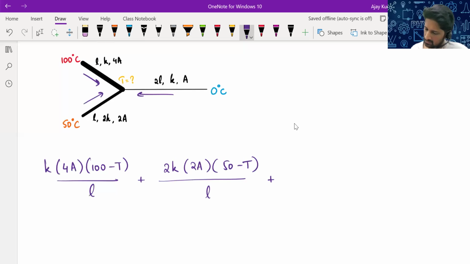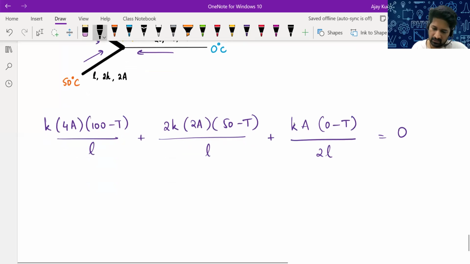The other one, K A delta T. Now I am assuming inflow in the third rod also. So first temperature will be 0, final temperature will be T. So I should write 0 minus T. Depending on the direction in which you are writing the flow, you have to choose which temperature to take first and which temperature to take second. Divided by length 2L. This is the net inflow and equated to 0. K and L will get cancelled.